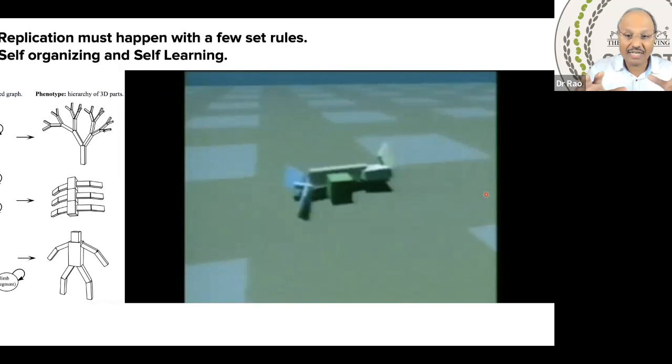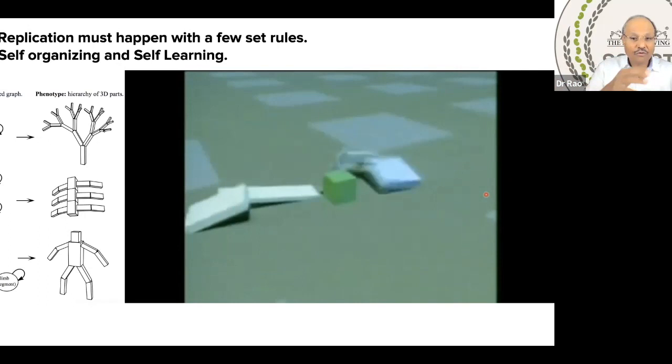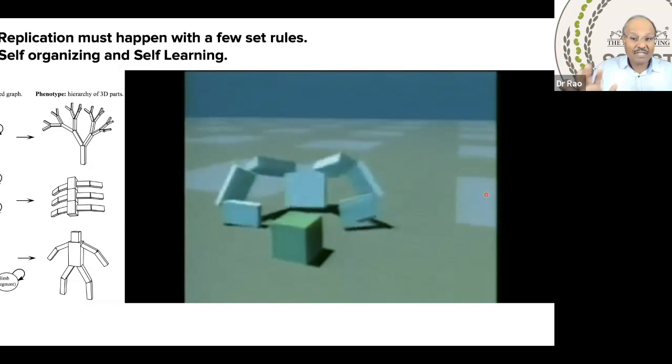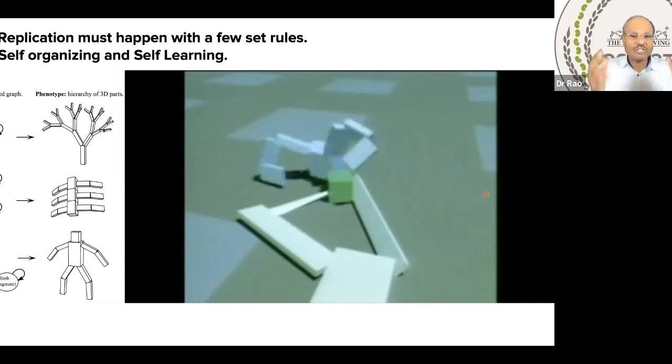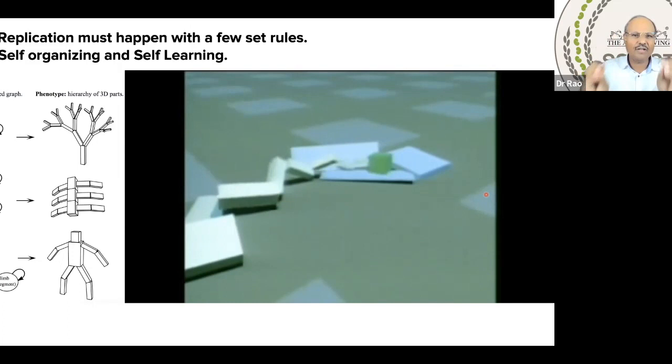The green cube is food. And then you will find these building blocks fighting for food and trying to garner the food. This is incredible. This happens without any human intervention. You can create like this, and this is what the original creator would have done. He would have put some few self-organizing, self-learning, self-replicating set of rules, and with that, this entire simulation would have happened.